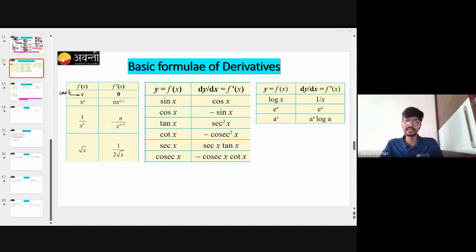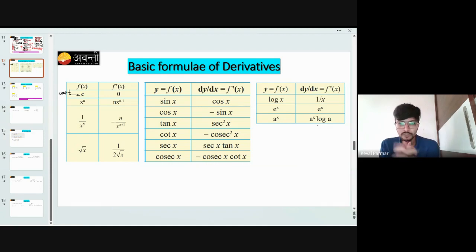I hope you are getting all this. If you know the formulae, please let me know. And lastly, we have the derivative of log x, which is 1 upon x. The derivative of e raised to x is e raised to x, and the derivative of a raised to x is a raised to x log a. I hope you all know these formulae.